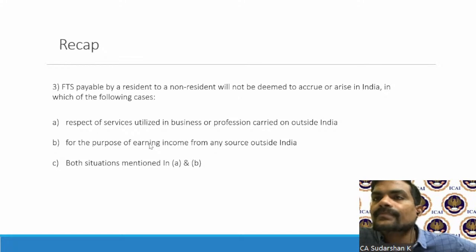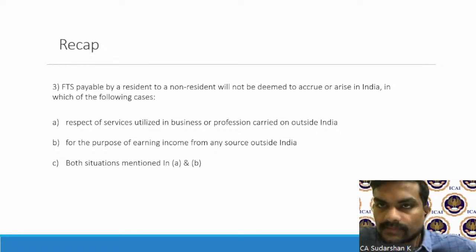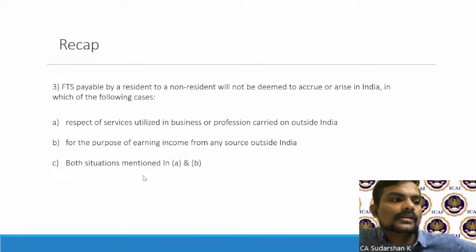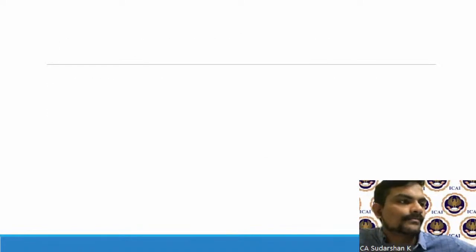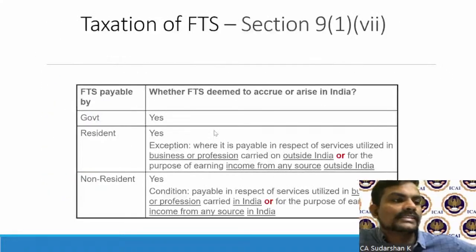So therefore, if the resident is making a payment to a non-resident, that is, the non-resident is getting an income in the name of fees for technical services, and those services were utilized by the resident for the purpose of carrying on business outside India or for the purpose of earning income from any source outside India, then they are excluded. So they come under the exceptions to section 9(1)(vii)(b) to be precise. So therefore, in both situations, it will not be deemed to accrue or arise in India. We did look at a lot of examples in this regard. It's there in the problems as well. You can revisit it. So please watch out if a resident is making payment to a non-resident. You have to watch out for the exceptions.